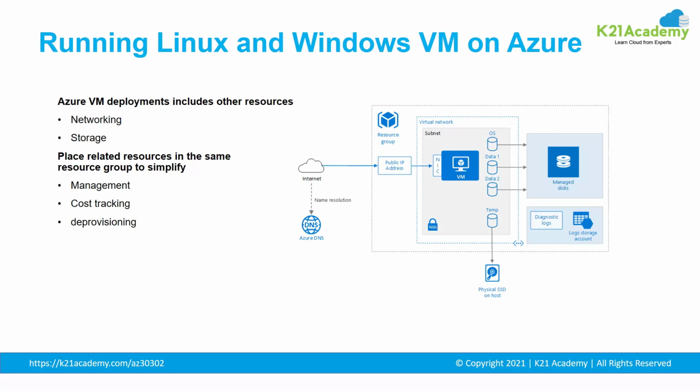One more thing that we have to keep in mind is to place the related resources in the same resource group. As you know, a resource group is a logical container that holds related Azure resources. In general, it will help you to manage all of them together and based on their lifetime. So this will be very useful in case of management, cost tracking, and deprovisioning. Let's say you want to give access to all resources inside a resource group. You can simply give it at the resource group level and that will inherit to the underlying resources.